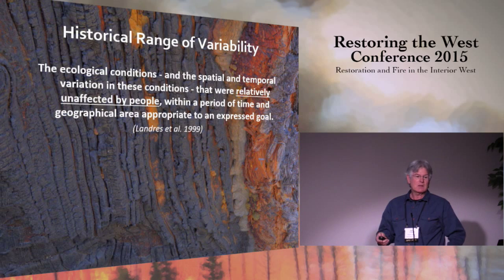But to start with is this concept of historical range of variability. I'm sure most of you are familiar with it. I love this quote from Peter Landres's paper, but it gives you the gist of everything: the spatial and temporal variation is very important. We're not talking about means, we're talking about variation. It's right there in the title. So the range of variation of fire, climate, ecosystem dynamics, and so on, was relatively unaffected by people.